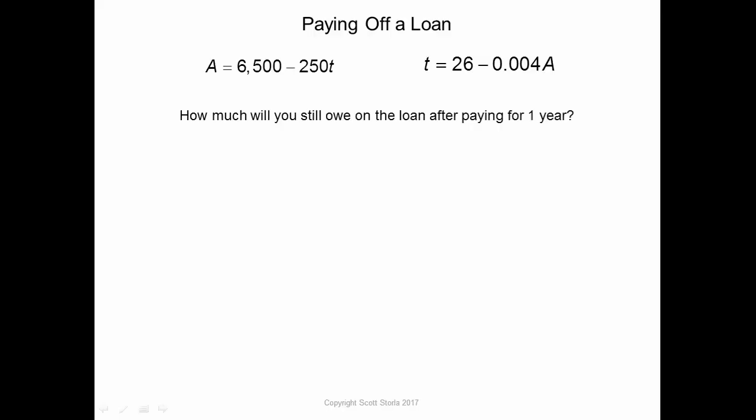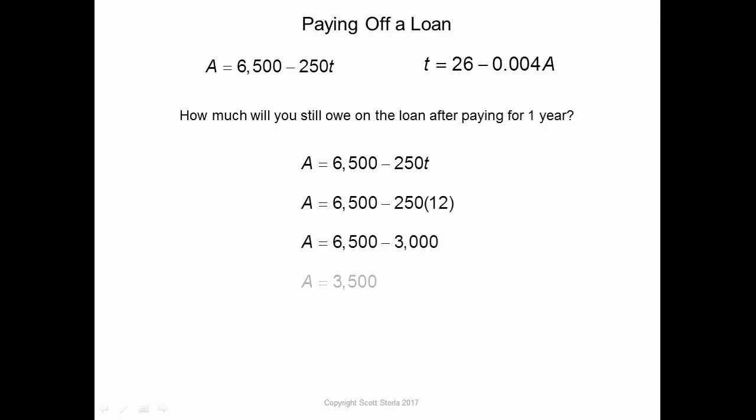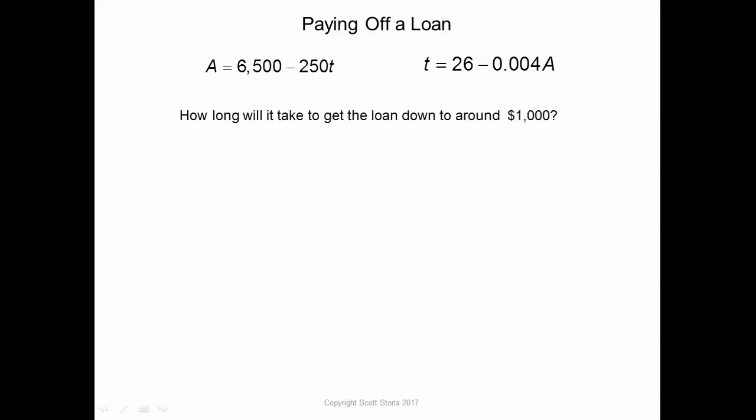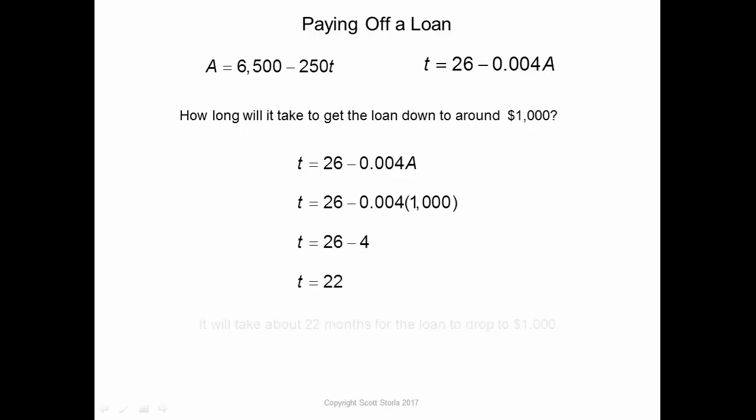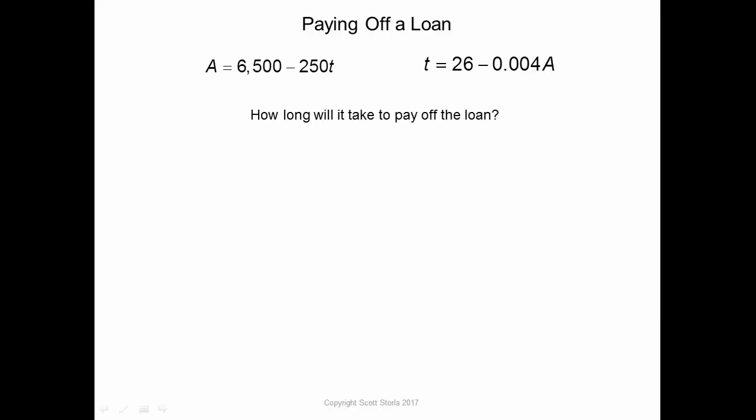Since 1 year is 12 months, and I'm wondering how much I would still owe, I'll start with this formula, substitute 12 for T, simplify, and find that after a year I would still owe $3,500. How about this one? Here I know the amount and I'm looking for the time, so I'd use this formula and substitute 1,000 for A. It would take 22 months for the loan to drop to $1,000. How about here?